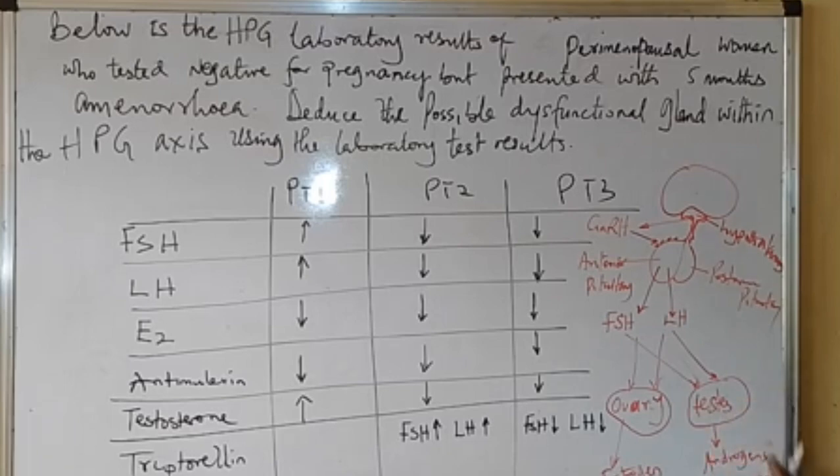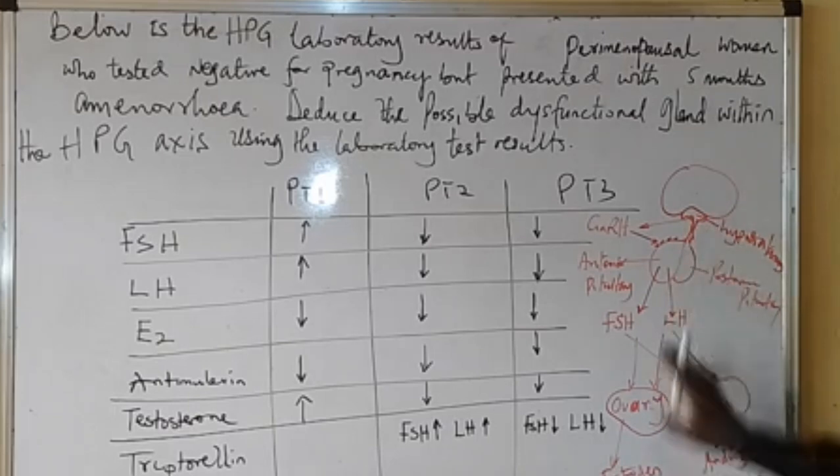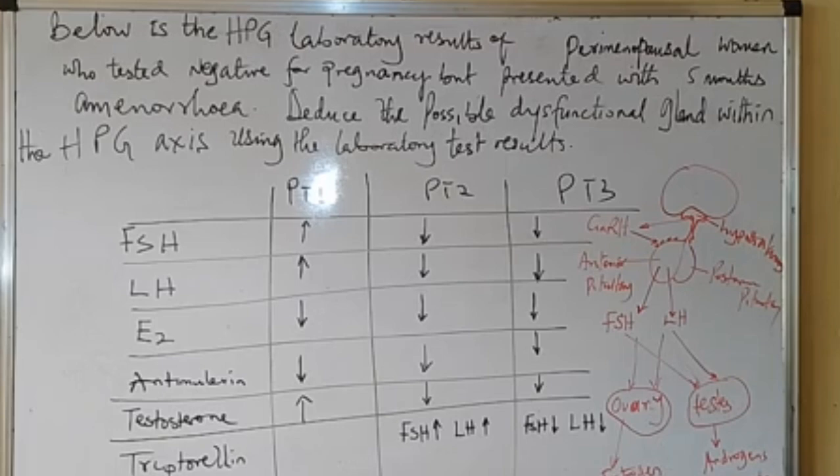So in this case, we can now see that if there is any disturbance in this particular pathway or axis, then these hormones will be affected. And when the hormones are affected, it will affect the production and then the development of secondary sexual characteristics.